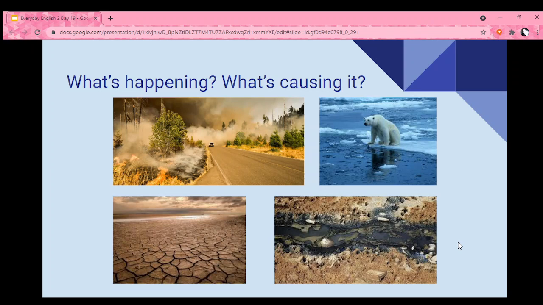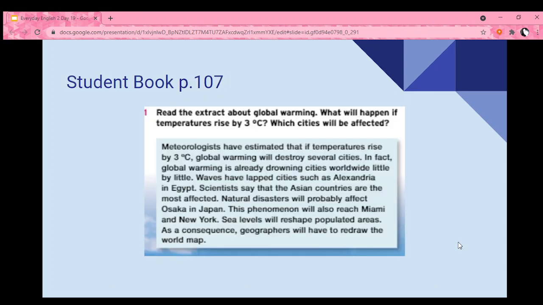Okay. We're going to be reading a text on page 107 of the student book, and we need to answer a few questions. First, what will happen if temperatures rise by 3 degrees? And which cities will be affected? Pause the video while you read.